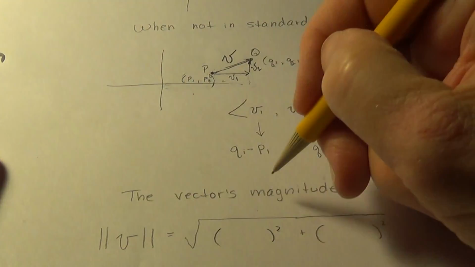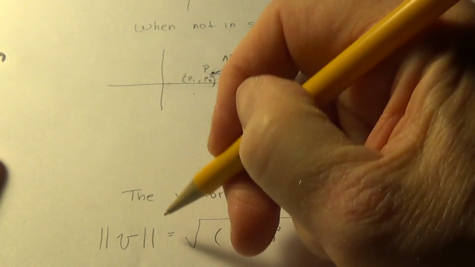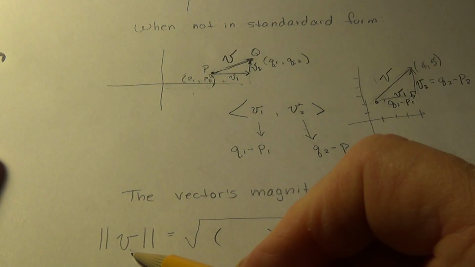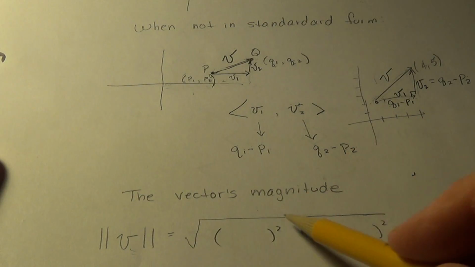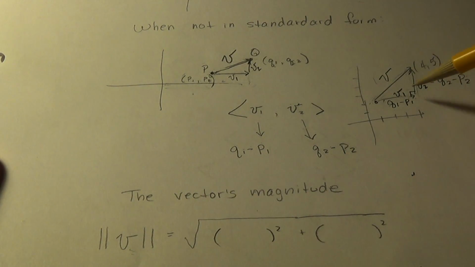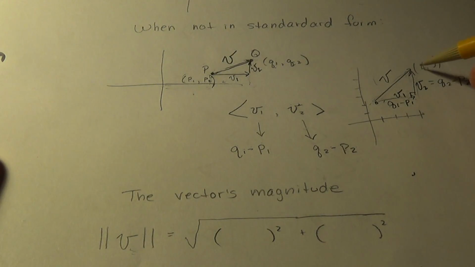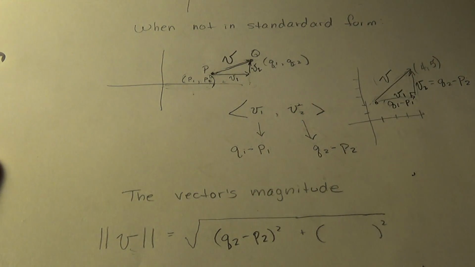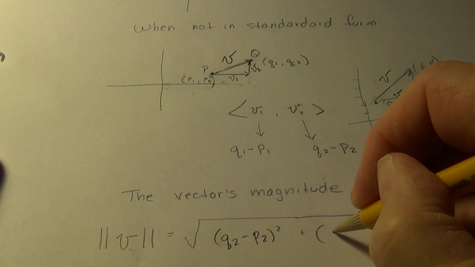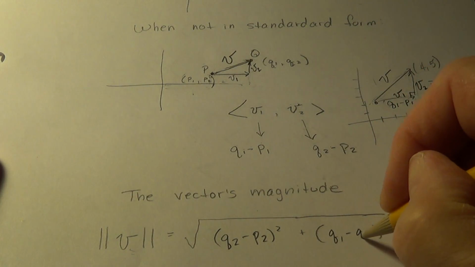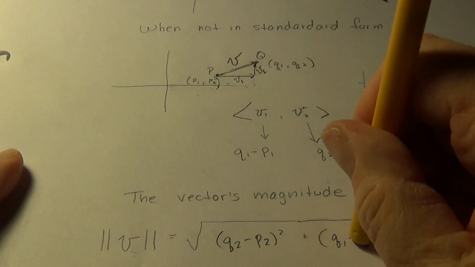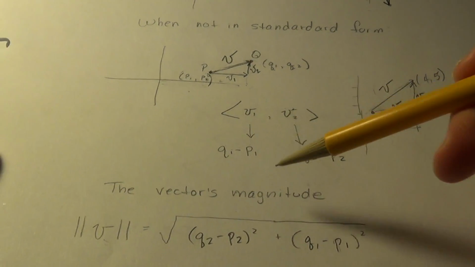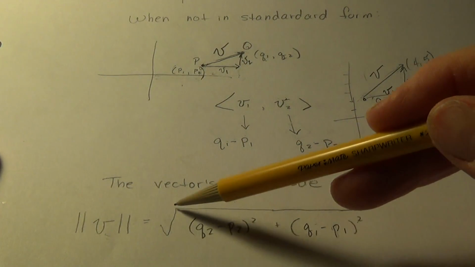So this means the vector's magnitude. Two lines here and two lines there, all that means is the length of the vector, the magnitude. And we do that by taking the square root of this side plus this side. Doesn't matter which one's first. I'll do the 2's, Q2 minus P2, and then the x's, Q1 minus P1. Oops. Alright, so this is using the Pythagorean theorem, we get the magnitude.